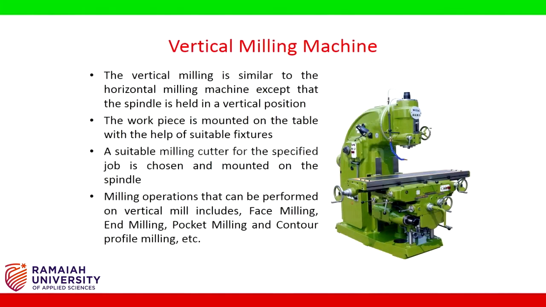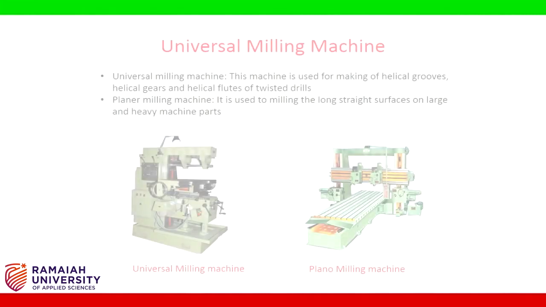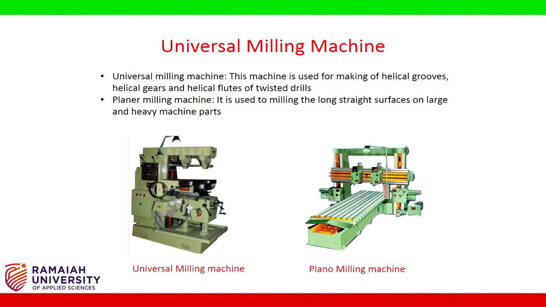Vertical milling machine. The vertical milling machine is similar to the horizontal milling machine except that the spindle is held in a vertical position. The workpiece is mounted on the table with the help of suitable fixtures. A suitable milling cutter for the specified job is chosen and mounted on the spindle. Milling operations that can be performed on vertical mill include face milling, end milling, pocket milling and contour profile milling, etc.